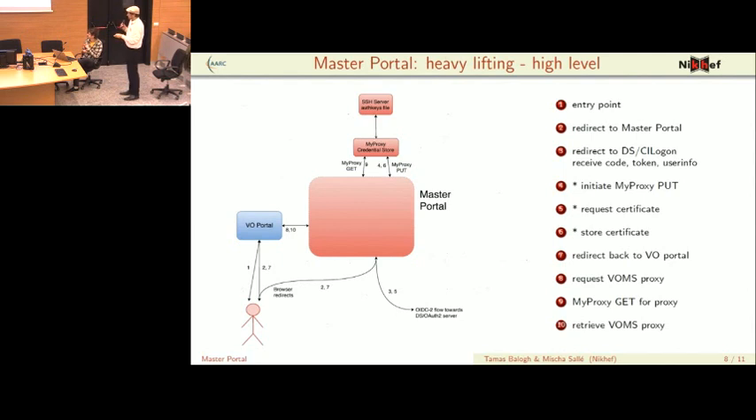So basically, when the user goes in, he gets redirected to the master portal, which then redirects to the OAuth server. And if a certificate is needed, then an initial myproxy put is done here, creates a CSR, and that is sent along to this delegation server to eventually be able to store the certificate there. So the end entity certificate private key always stays only here. It will never get out, and no one can actually get to it.